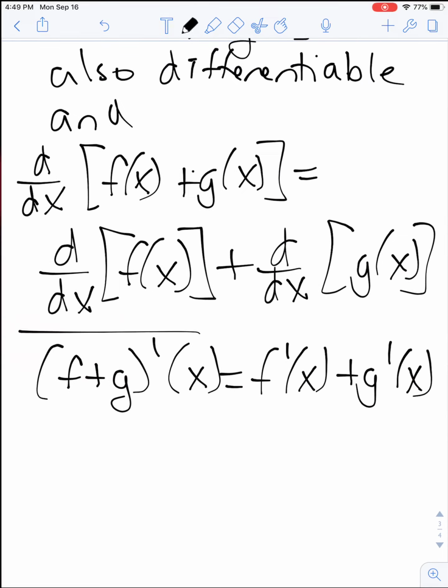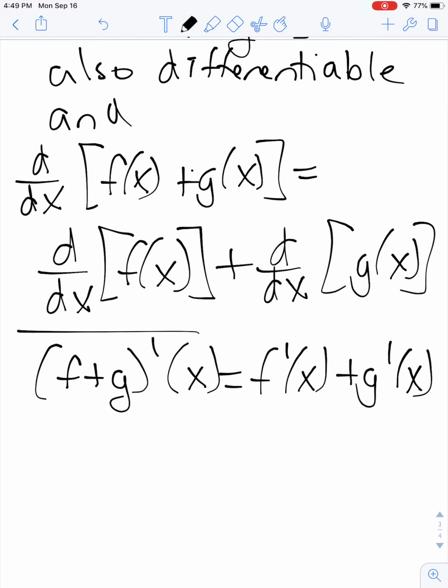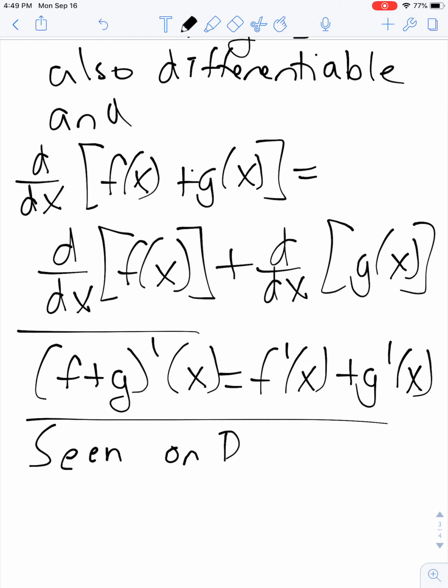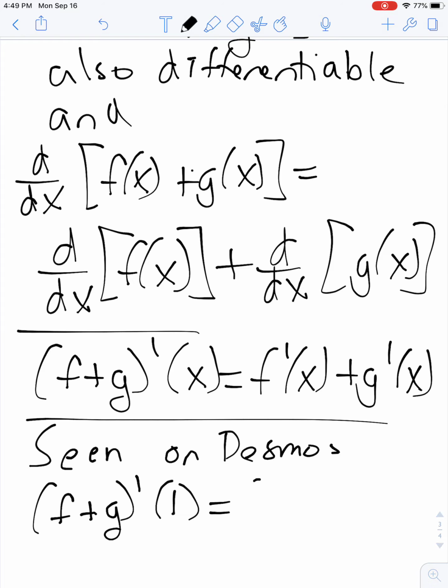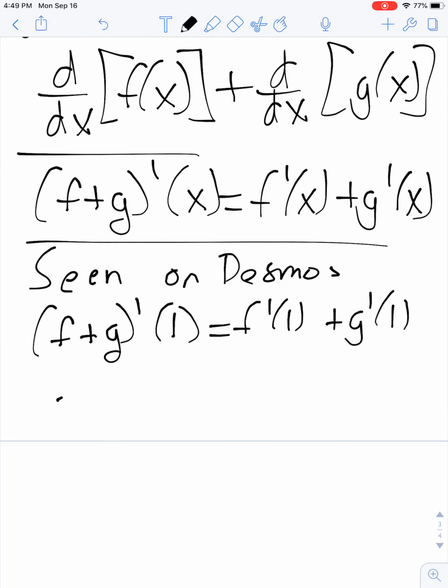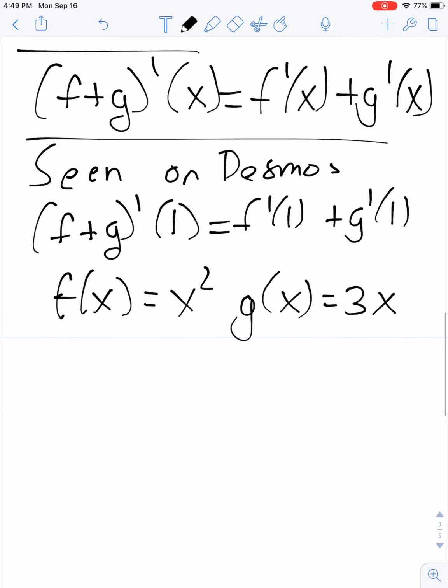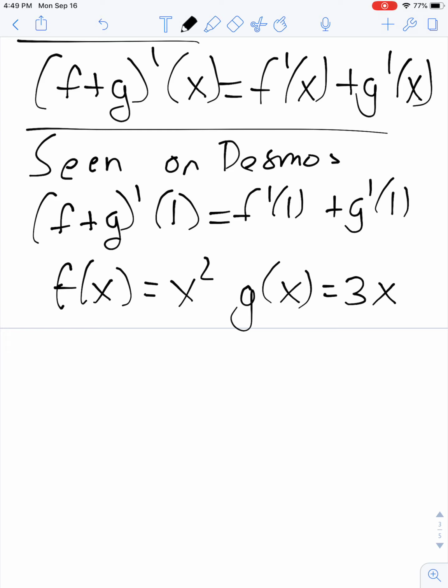I'm not going to go through the limit definition of the derivative for this, but we have seen that the derivative of f plus g, at 1, is equal to f prime of 1 plus g prime of 1, where f of x is equal to x squared and g of x is equal to 3x. So we assume that's also going to be true in general. To prove this, you use the limit definition.